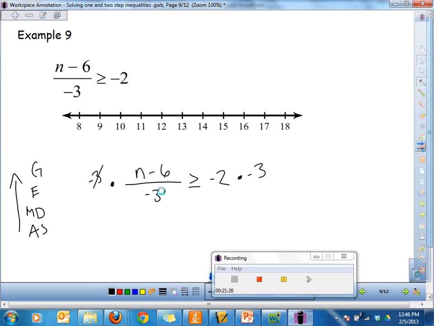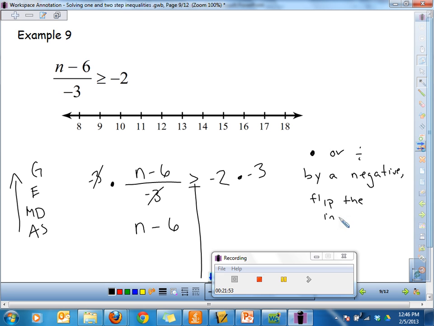These cancel out, and I'm left with, oh, I forgot to show my line, n minus 6. Now, I hope that all of you saw this. We just multiplied by a negative. Remember the rule: if you multiply or divide by a negative, you flip the inequality. I multiplied by a negative 3, so instead of a greater than, I'm going to have a less than or equal to. And negative 2 times a negative 3 is a positive 6.